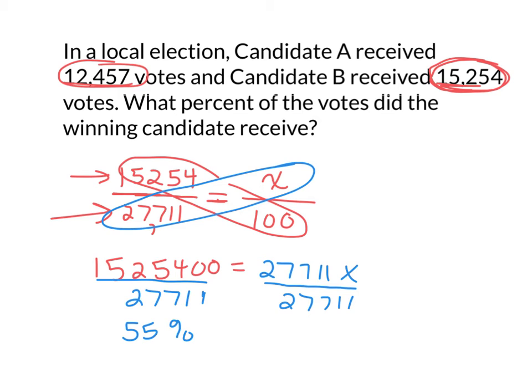Now I could go on to ask you another question. What percent of the votes did candidate A receive? A couple ways to do that. We could do the same proportion, except replace the numerator with this value. But if I'm asking what percent did the other candidate receive, percents have to add up to 100. I could do 100 minus that 55% that candidate B won to find out that candidate A got 45%. So when you're doing these questions, make sure you're answering the right question. Okay?